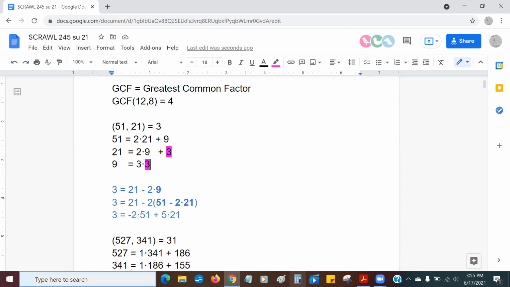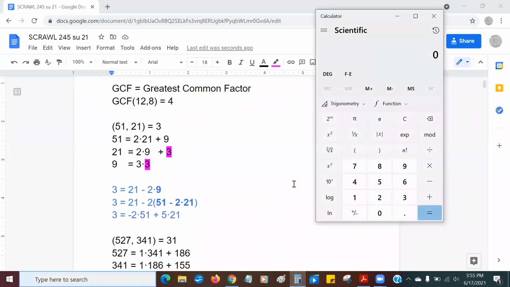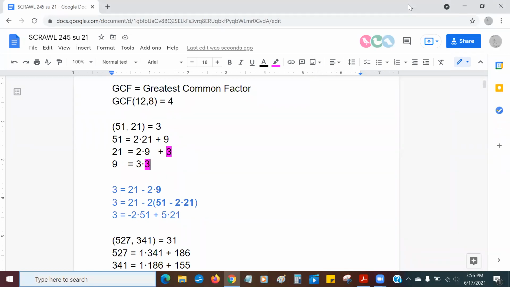Let's just check this out. Not that you want to trust me or anything, but let's see, 5 times 21 minus 2 times 51, and look at that, equals 3. Isn't that awesome? So that's how we do that. So I've used the Euclidean algorithm to express the greatest common factor as a linear combination of my two original numbers. And again, this is an algorithm. Why is it called an algorithm? Because an algorithm is something you can just follow the steps, plug in, and crunch out your answer.